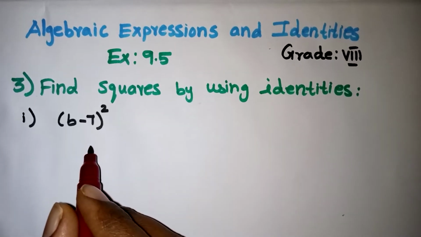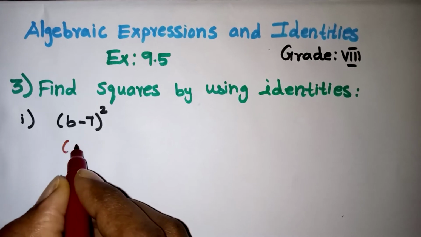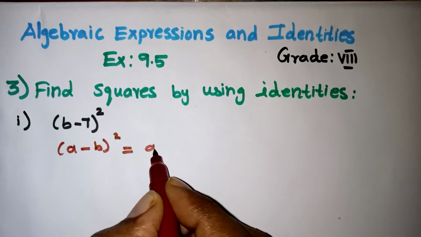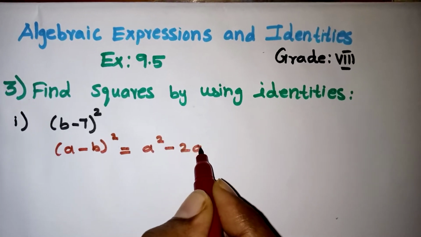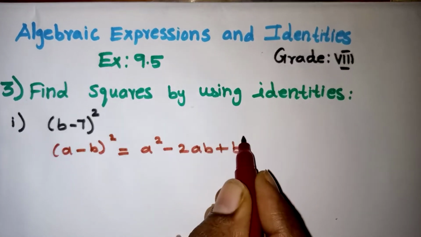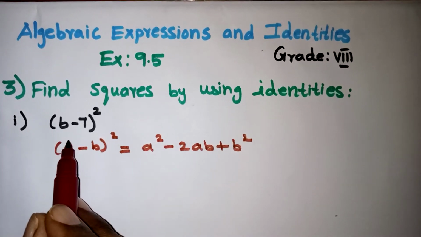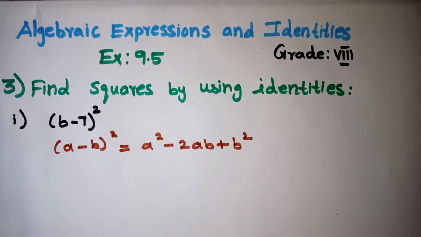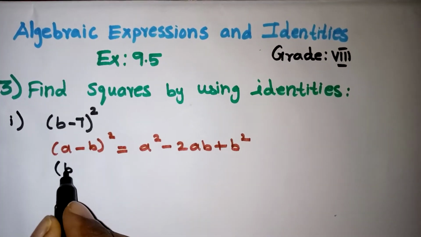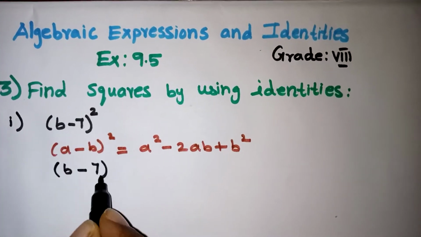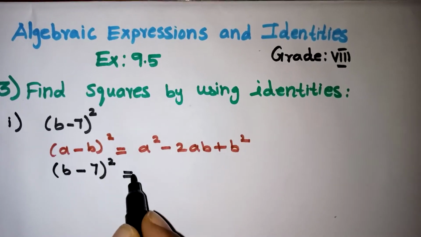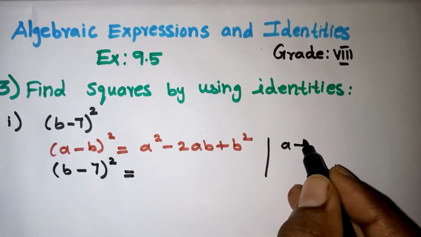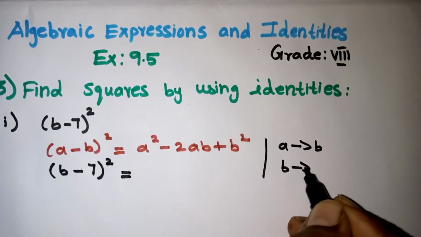b minus 7 the whole square. This looks like (a minus b) the whole square, which is written as a squared minus 2ab plus b squared. This is the identity we have to use. Wherever a comes we replace it by b, and wherever b comes we replace it by 7. That is, (b minus 7) the whole square is our question. Now a we replace as b and b we replace as 7.